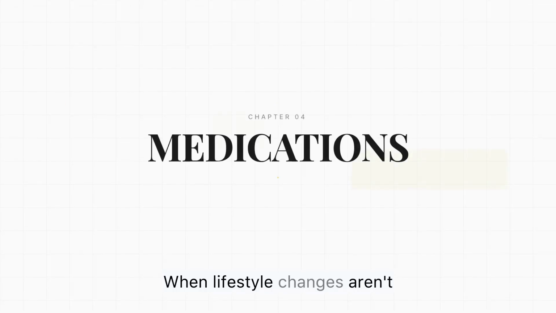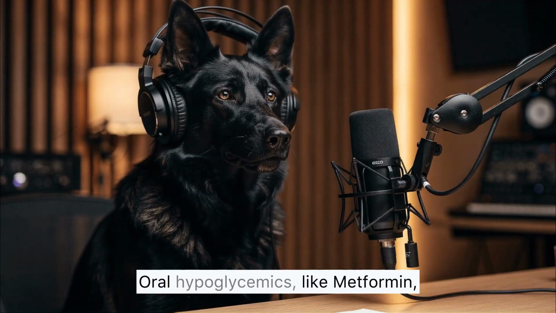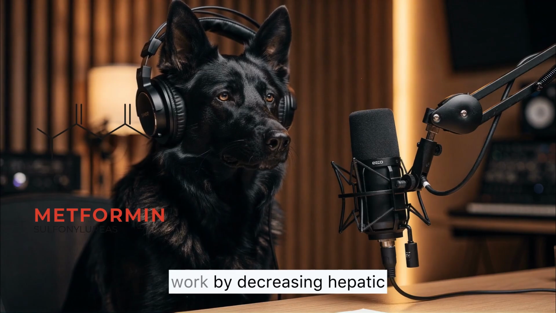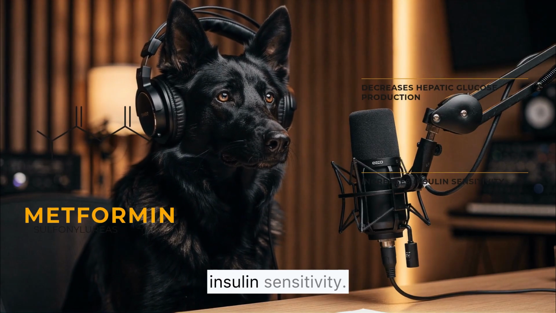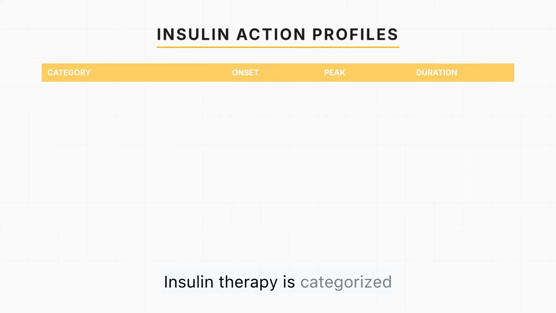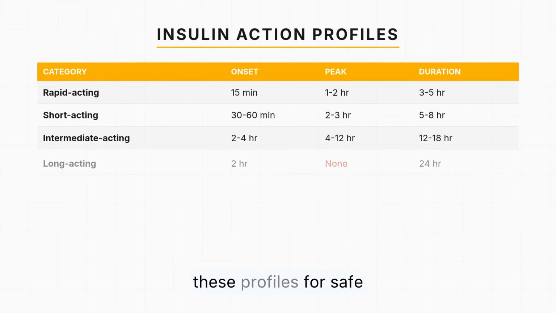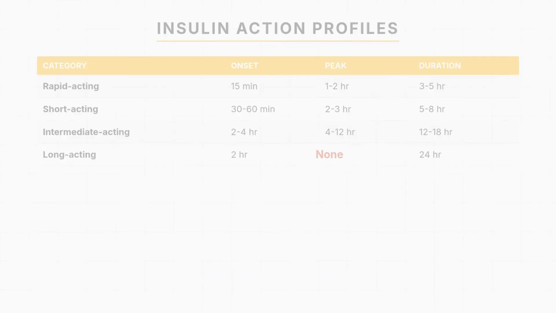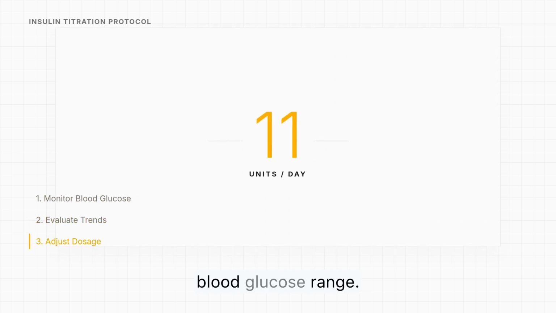When lifestyle changes aren't enough, pharmacological intervention is necessary. Oral hypoglycemics, like metformin, work by decreasing hepatic glucose production and increasing insulin sensitivity. Insulin therapy is categorized by onset, peak, and duration. It's crucial to know these profiles for safe administration. Titration is the process of adjusting the dose to achieve the target blood glucose range.